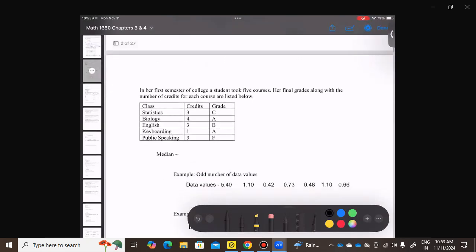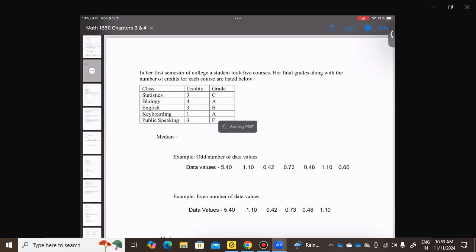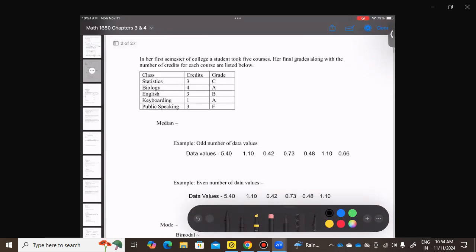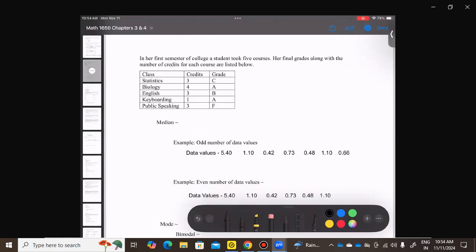Then we have what's called weighted means, and that's when we have certain values that stand per score in a sense. So let's say we are trying to calculate our GPA based on 5 classes we've taken. We took statistics, got a C. We took biology, got an A. We took English, got a B. Keyboarding, got an A. And public speaking, got an F. Okay, and we wanted to find the GPA for this.